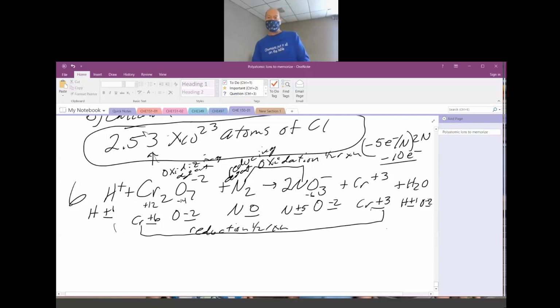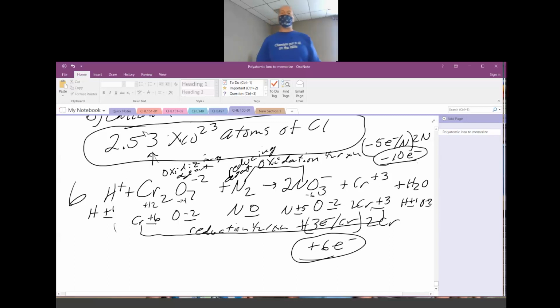Here, from a +6 to a +3, we have to gain 3 electrons per chromium. And so there's 2 chromiums here, and so we have to put a 2 in front here. So we have 3 times 2 chromiums. So we have to gain 6 electrons. All right. For oxidation reduction, you have to have electrons gained equal to electrons lost. The least common multiple between a 6 and a 10 is 30. So you got to multiply this one by 5. So the chromium has to be multiplied by 5.